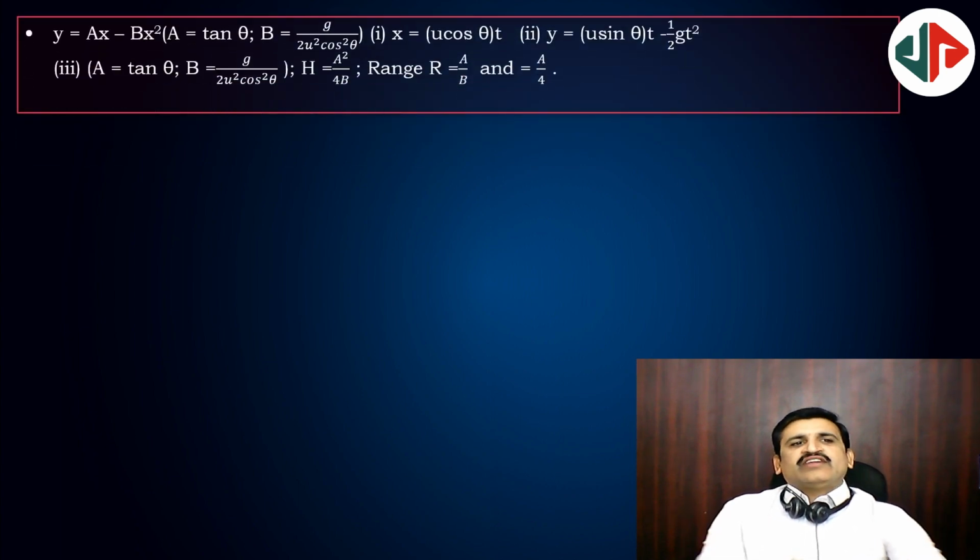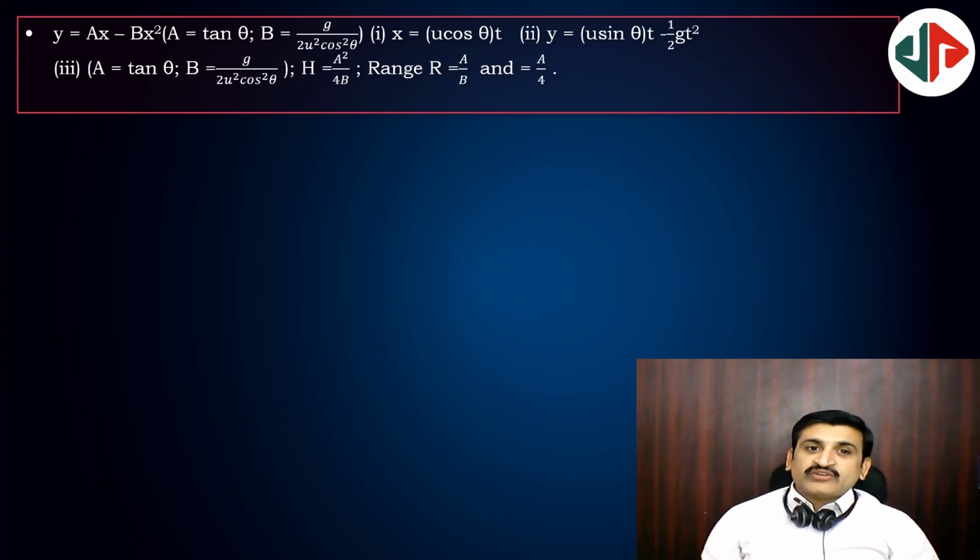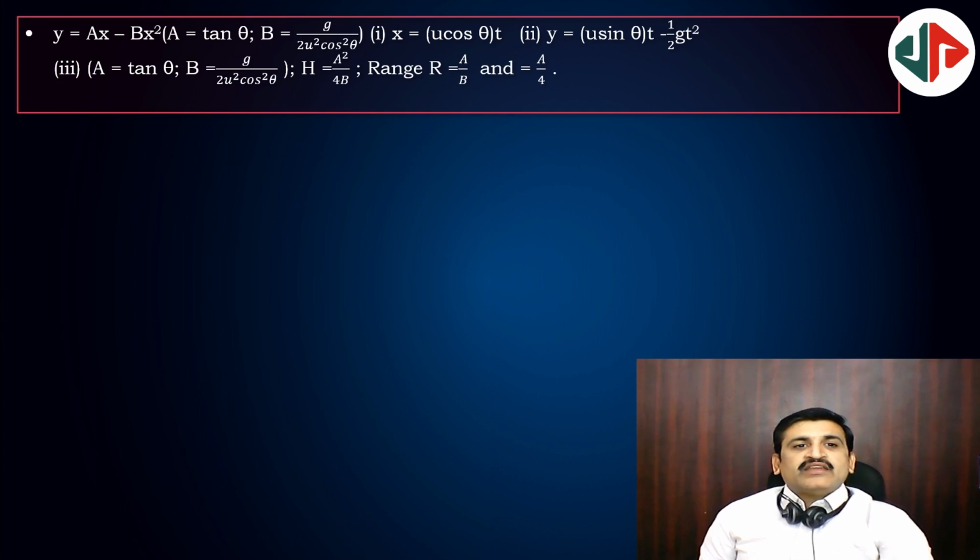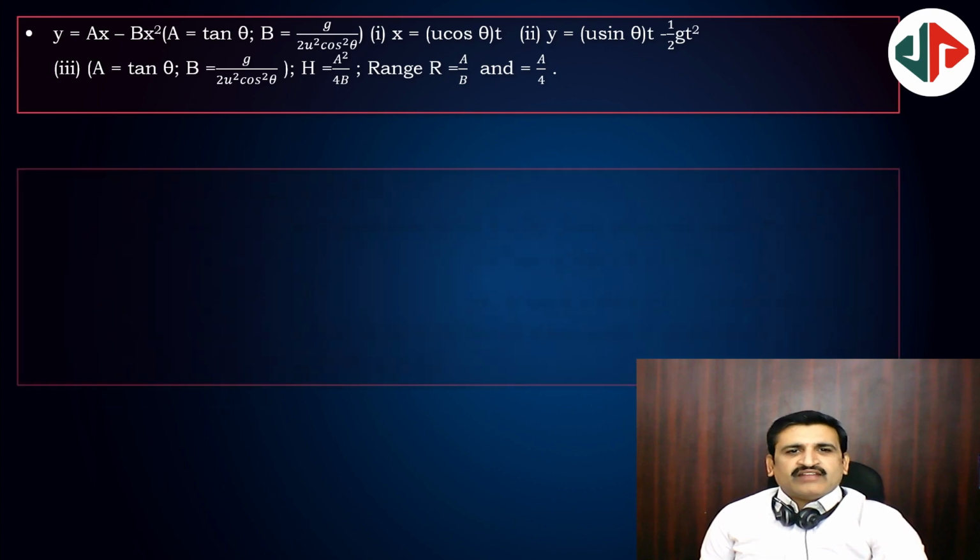Next, y is equal to ax minus bx square, where a is tan theta, b is equal to g by 2u square cos square theta, and x is equal to u cos theta into t, horizontal displacement. Vertical displacement is u sin theta into t minus half gt square, and maximum height attained is equal to a square by 4b, range is equal to a by b, and h by r equal to tan theta by 4. That also, okay, I will add later.